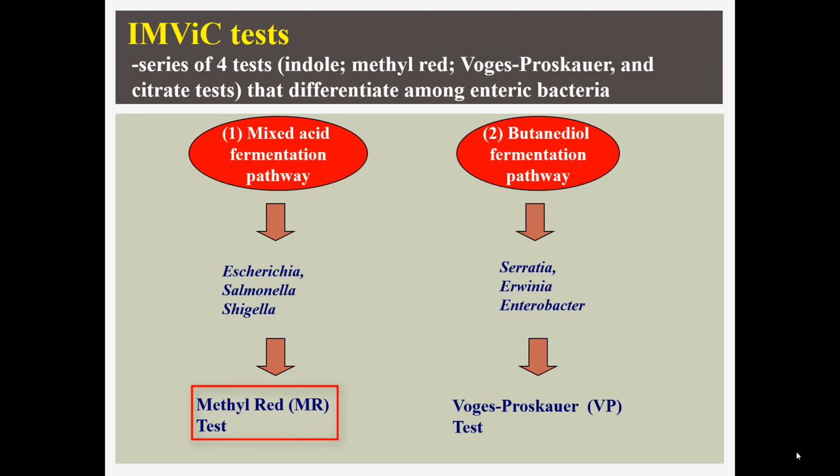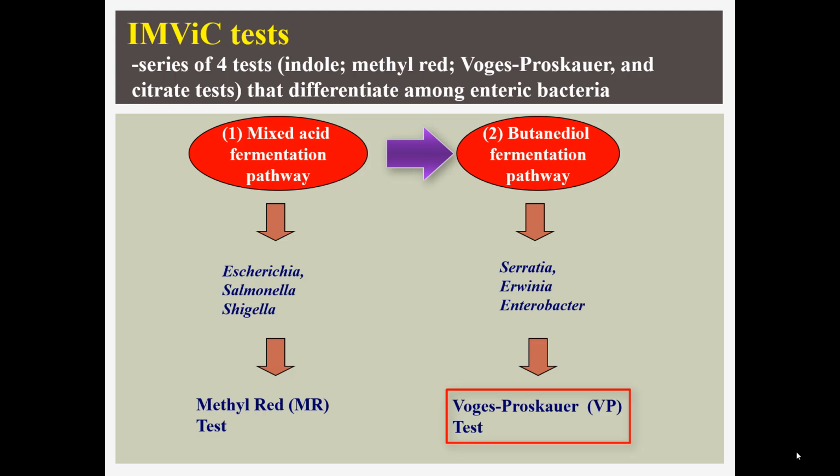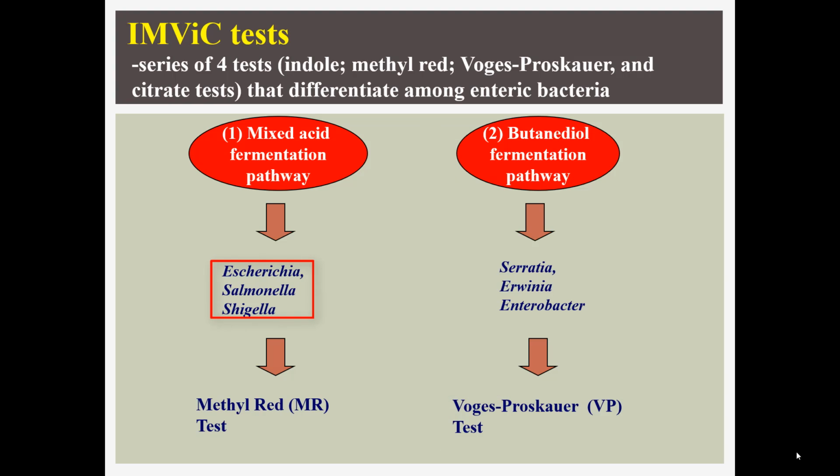The methyl red test determines whether the organism produces mixed acids or is capable of mixed acid fermentation, and the Voges-Proskauer test determines whether the organism produces butanediol or is capable of butanediol fermentation. So Escherichia, Salmonella, and Shigella are mixed acid fermenters and test positive for the methyl red test, while Serratia, Erwinia, and Enterobacter are butanediol fermenters and test positive for the Voges-Proskauer test.